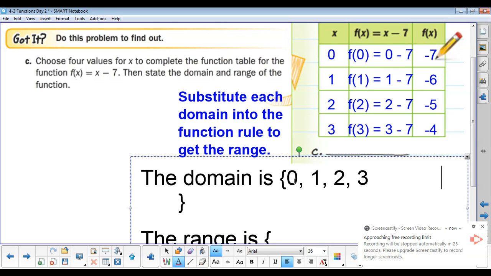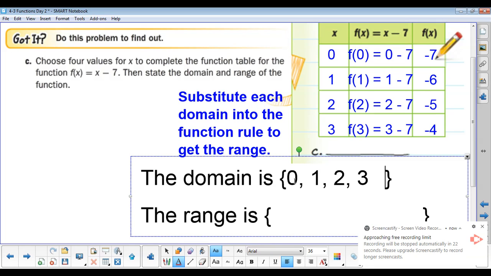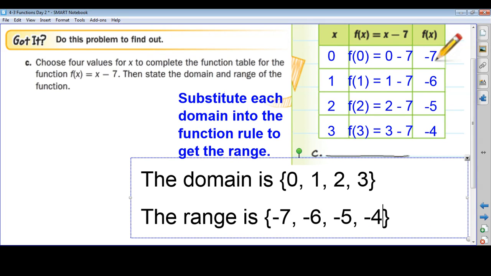And my range is -7, -6, -5, -4. Notice that those are still in order from least to greatest, just like they're supposed to be.